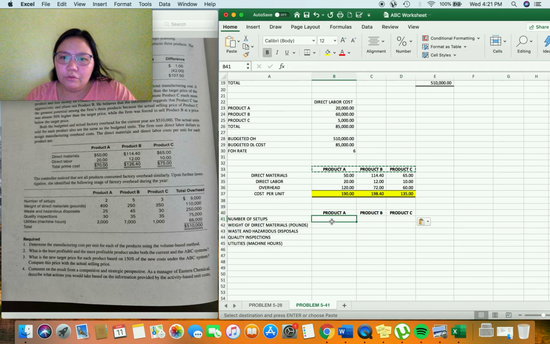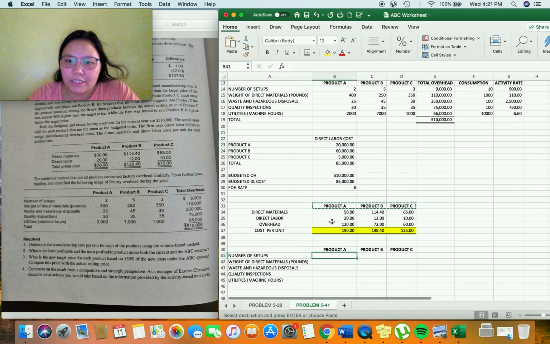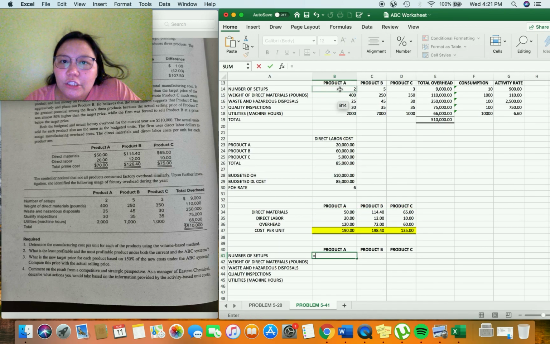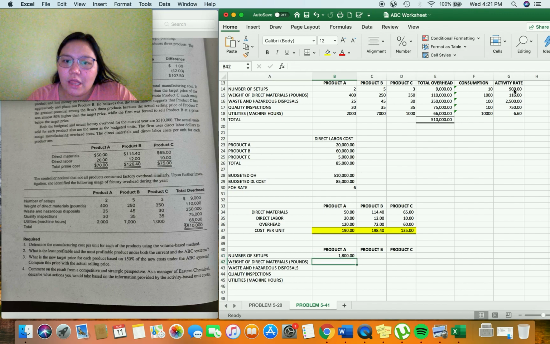So, to compute, what we're going to do here is we will simply multiply the number of setups spent in manufacturing product A by the activity rate we have computed, which is 900. So, we have 1/8. For the weight of direct materials, same. How many pounds of materials were transferred? I think this is multiplied by the activity rate of 110.